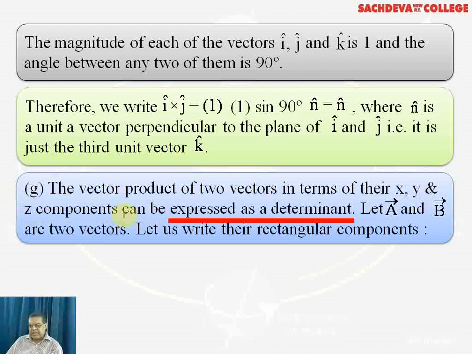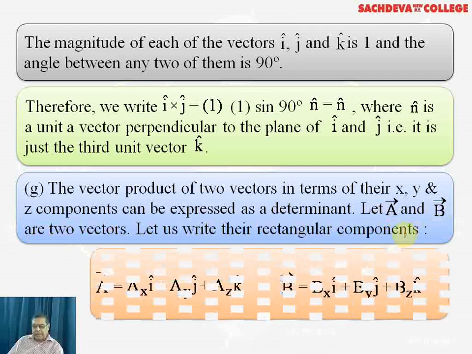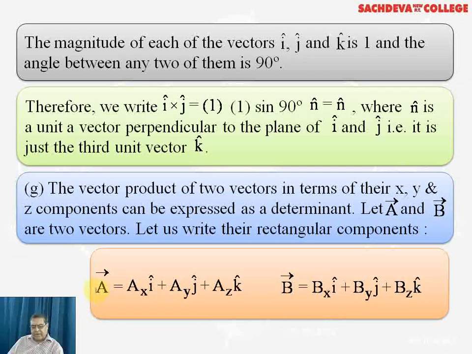So they are expressed in the form of a determinant, that is, rows and columns. Now there are two vectors, a and b, and let us write their rectangular components in the form of determinants. First of all, we have written a and b. A is written as ax multiplied by the unit vector along the x-axis, i. Then we write ay into the unit vector along the y-axis, j, then az into the unit vector along the z-axis, k. And there is a similar interpretation for b. These are the two vectors given.